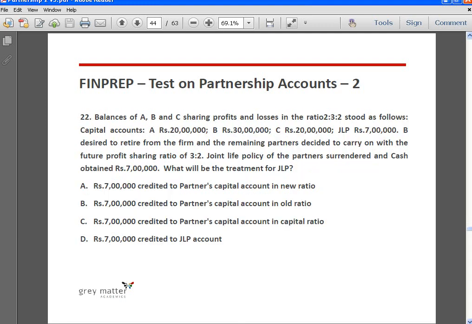Okay, next. Balances of A, B and C sharing profits and losses in the ratio of 2:3:2 stood as follows. Capital accounts: A 20 lakhs, B 30 lakhs, C 20 lakhs, JLP is 7 lakhs. B decided to retire from the firm, and the remaining partners decided to carry on with the future profit sharing ratio of 3:2. JLP of the partners surrendered and cash obtained 7 lakhs. What will be the treatment for JLP? Okay, so JLP is appearing in the books at 7 lakhs. So they are receiving 7 lakhs from the insurance company. Entry will be bank account debit to JLP. That's all. So answer is D.